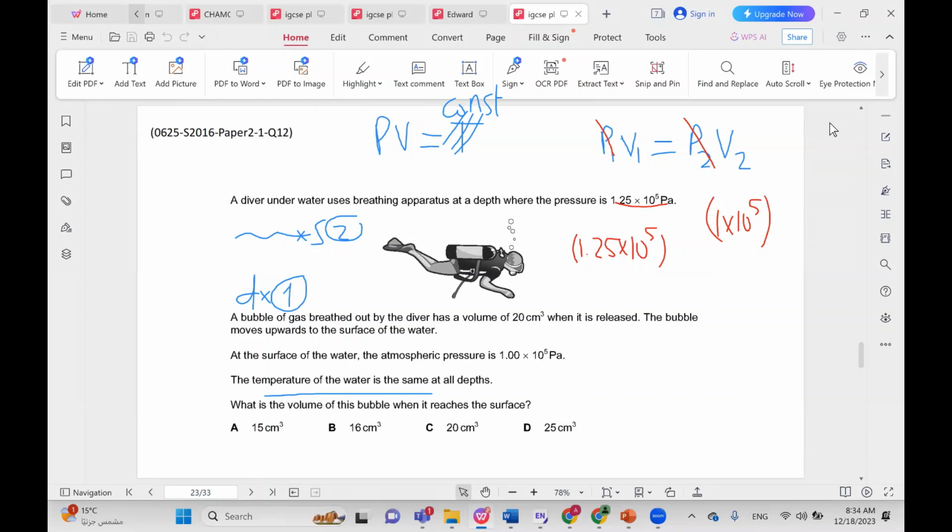And what about the volume? The bubble breathed out by the diver has a volume of 20. So this volume relates to the diver, so it relates to 1. So I'm going to remove V1 and I'm going to write 20. And equals, I'm sorry, they're not exactly on the same level. Let me try to fix that.